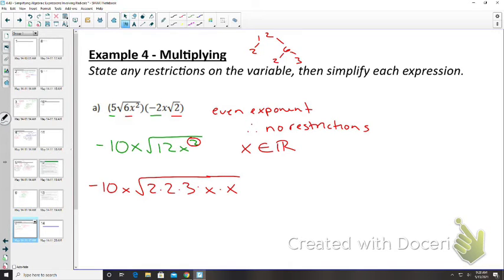Again, we are looking for pairs. So I see a couple, so let's bring those outside. Negative 10 times 2 is negative 20, and x times x is x squared. And what's left underneath the root is root 3.